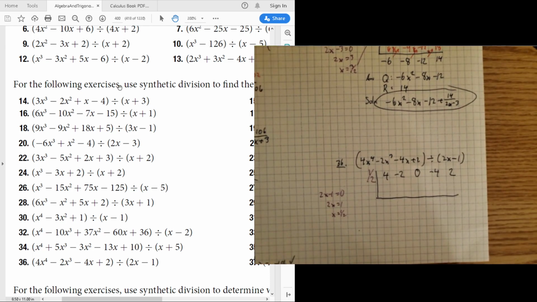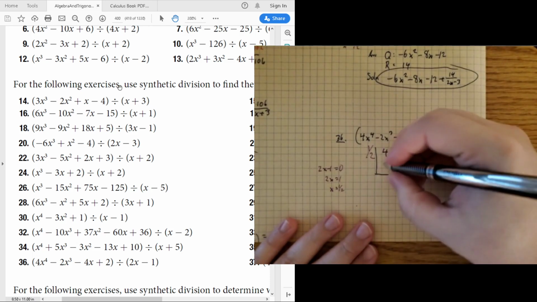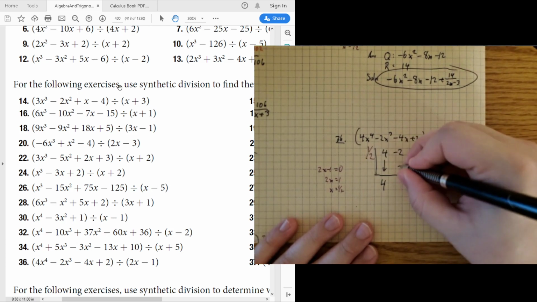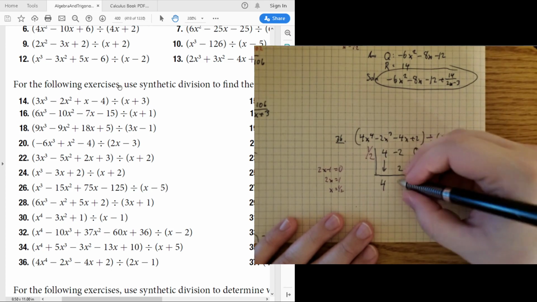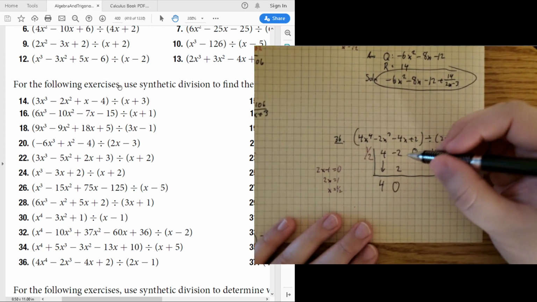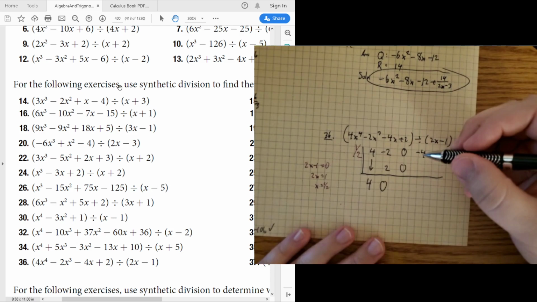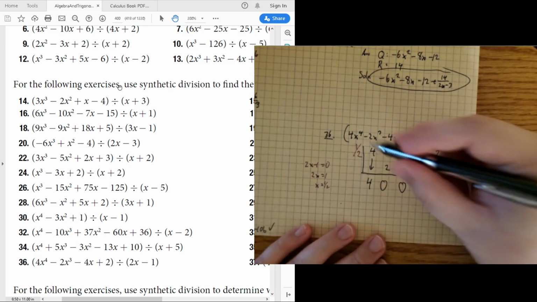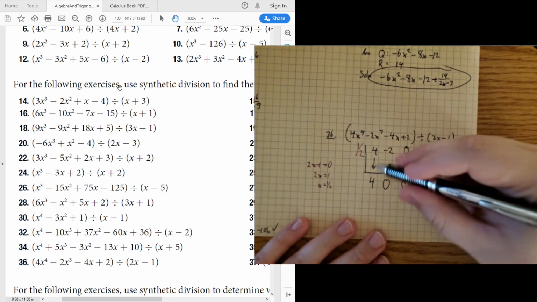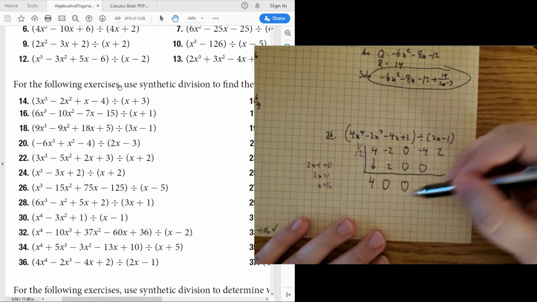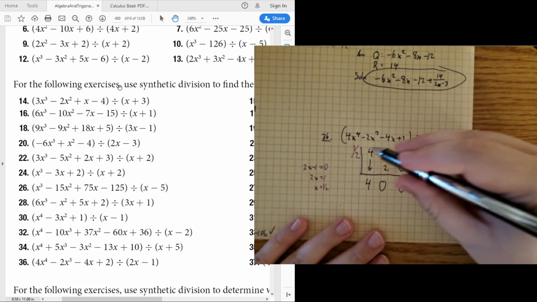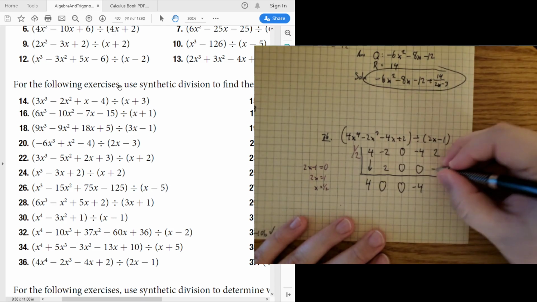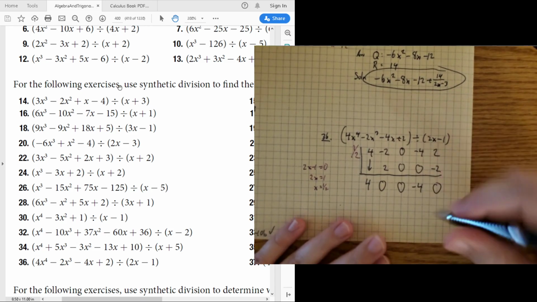Now I follow my steps. I'm going to do it all in one color this time because I'm getting tired of switching. So drop 4. Multiply 4 times a half is 2. 2 and negative 2 makes 0. Ooh, that's nice. 0 times a half is 0. Okay. Add those together. 0 and 0 together is 0. 0 times a half is 0. This can happen. Okay. It's possible to get zeros in the middle, and we'll talk about what that means in just a second. Negative 4 and 0 makes negative 4. Half of negative 4 is negative 2. Negative 2 and 2 is 0.